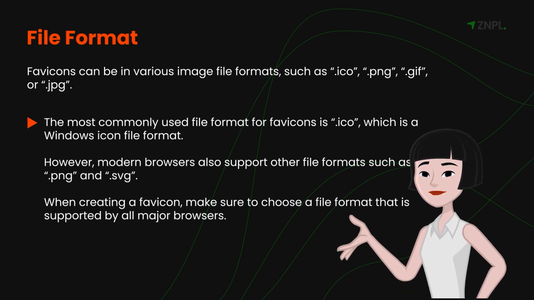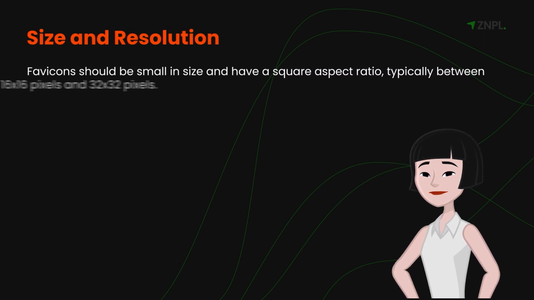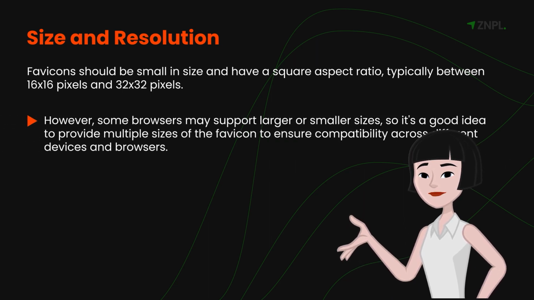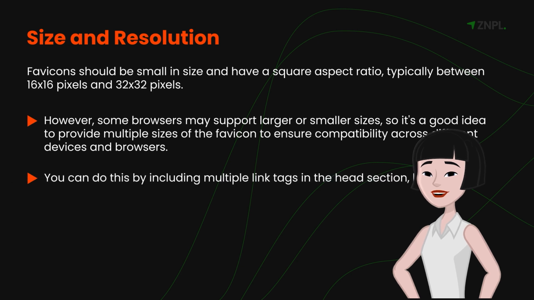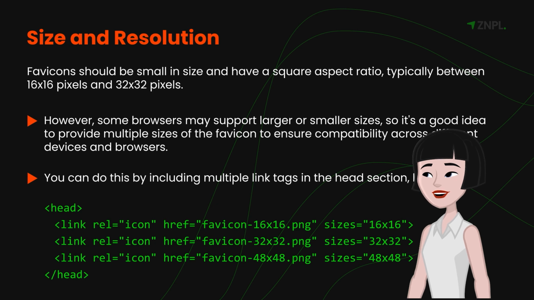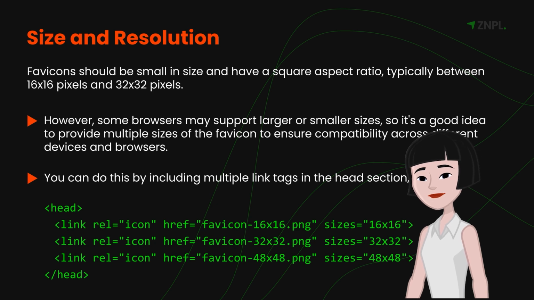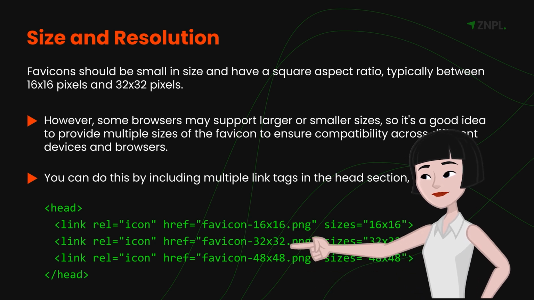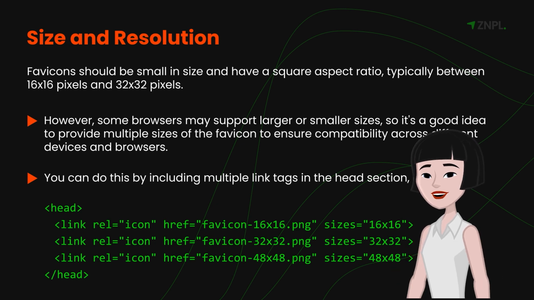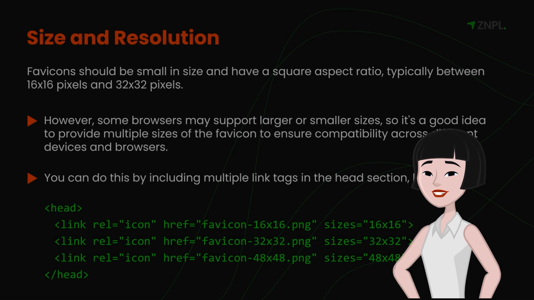Size and resolution: favicons should be small in size and have a square aspect ratio, typically between 16 by 16 pixels and 32 by 32 pixels. However, some browsers may support larger or smaller sizes, so it's a good idea to provide multiple sizes of the favicon to ensure compatibility across different devices and browsers. You can do this by including multiple link tags in the head section, like this. In this example, 3 different sizes of the favicon are provided, each with a different file name and size specified in the href attribute, and the size of each favicon is specified in the sizes attribute.